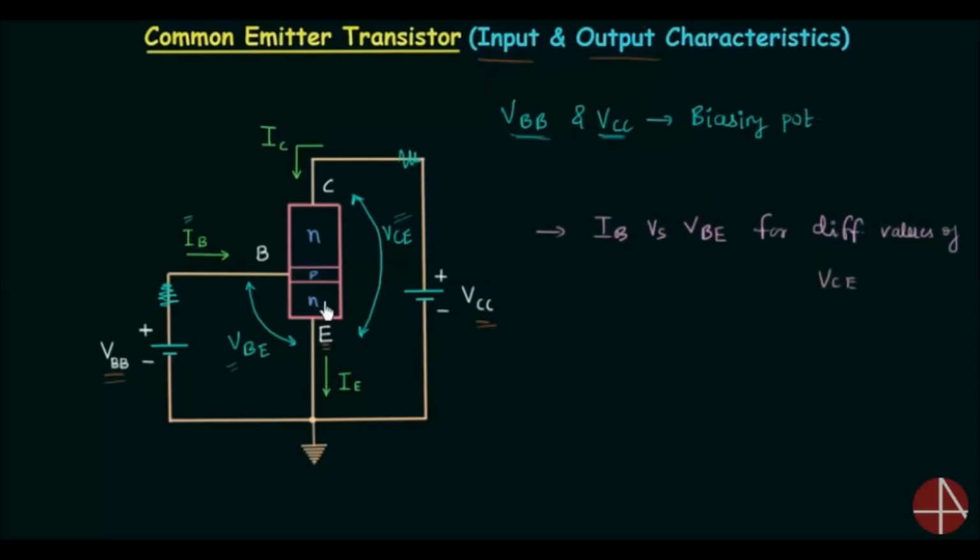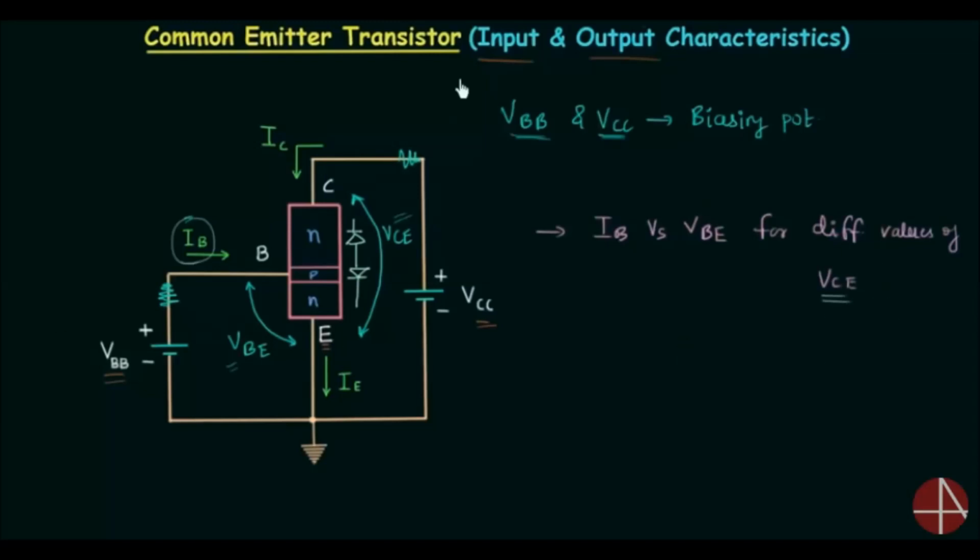We can also consider the NPN transistor as two diodes connected back to back. So it will look something like this. This is the first diode. This is the second diode. And you can clearly see the input current IB is the current through the second diode, and VBE is the voltage across this second diode. This diode is forward biased, so we have the forward bias characteristics of a diode as the input characteristics of the common emitter transistor. But the important thing is the variation in characteristics due to the output voltage VCE.